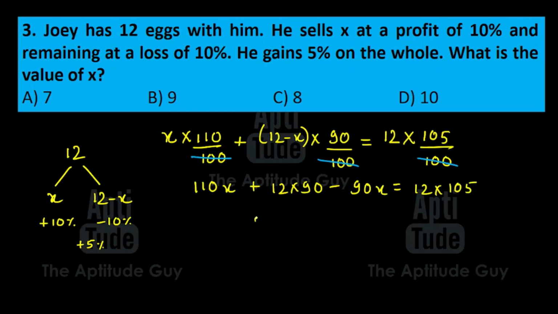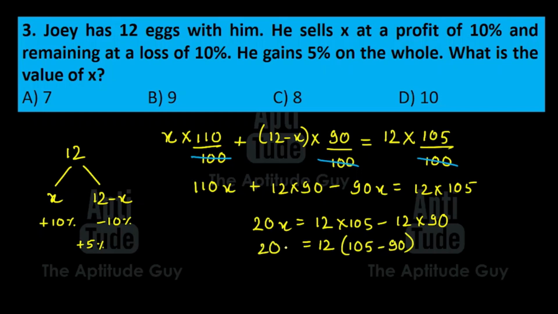110 minus 90x is 20x. This is equal to 12 into 105 minus 12 into 90. Now, am I an idiot and I do not know how to multiply 12 and 105 and 12 and 90? No. I know how to do it, but I will not, because I can save my time over here. We can take 12 common and we have 105 minus 90. This is equal to 20x.